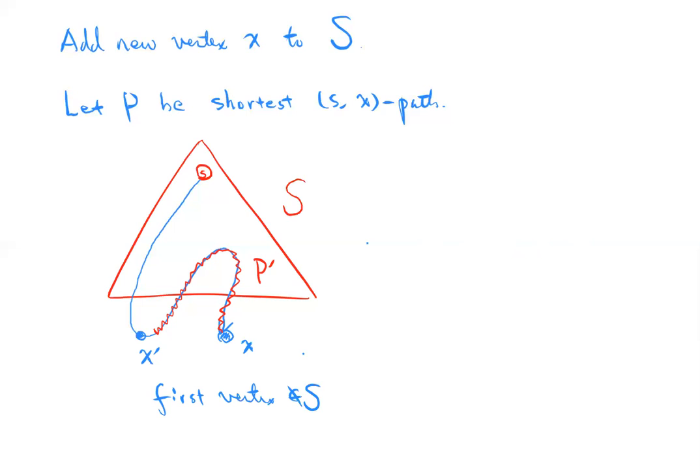So what we have is dx. The length of this path equals the distance from S to X prime plus the length of P prime. P is the shortest path, so its length equals the first part plus the second part. So that's the first part, that's the second part, so the addition of these two.